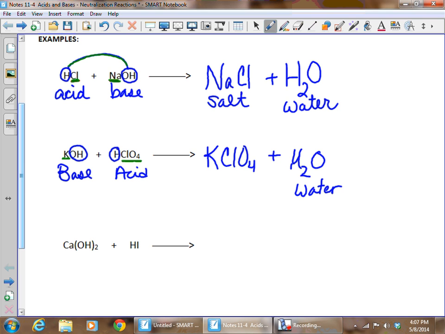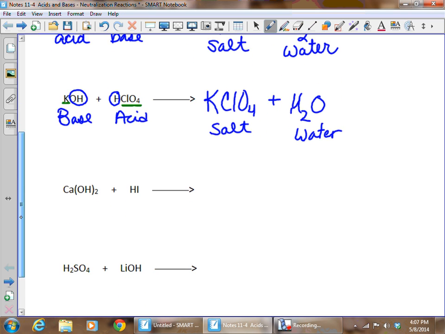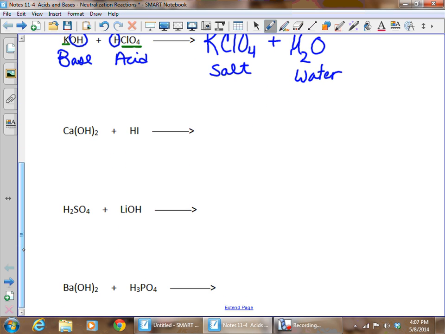The metal always goes first, and then whatever part is with the hydrogen for the acid is going to go next for the ending of the salt. So that's what I want to see for that particular equation. Now let's look at some situations where it doesn't turn out evenly.